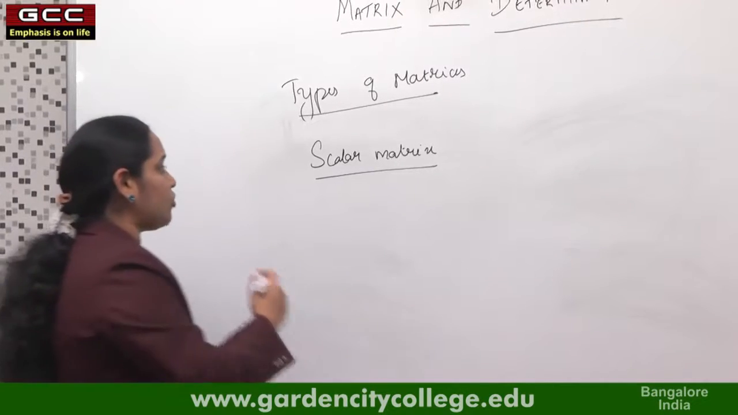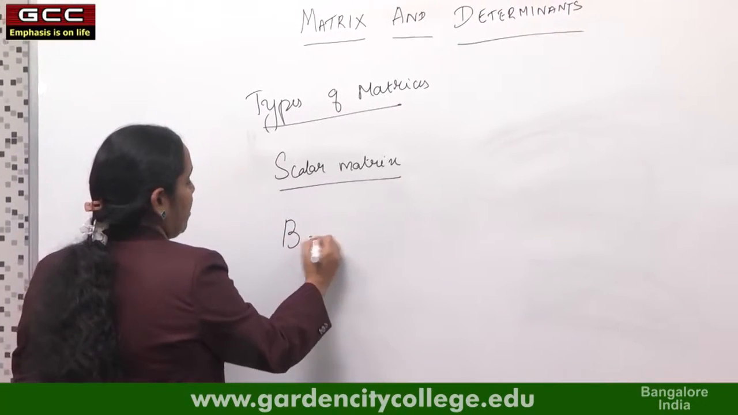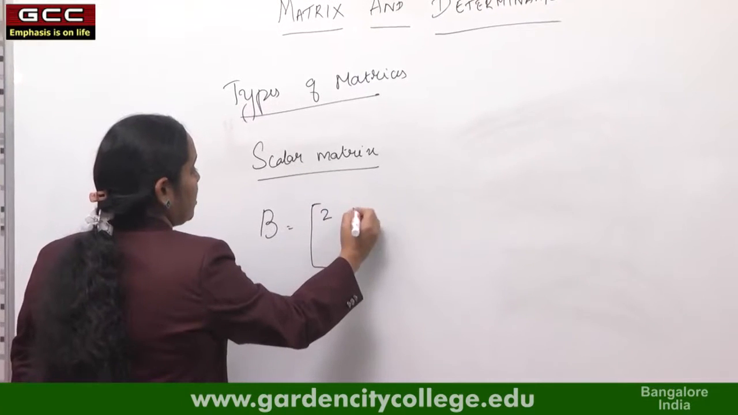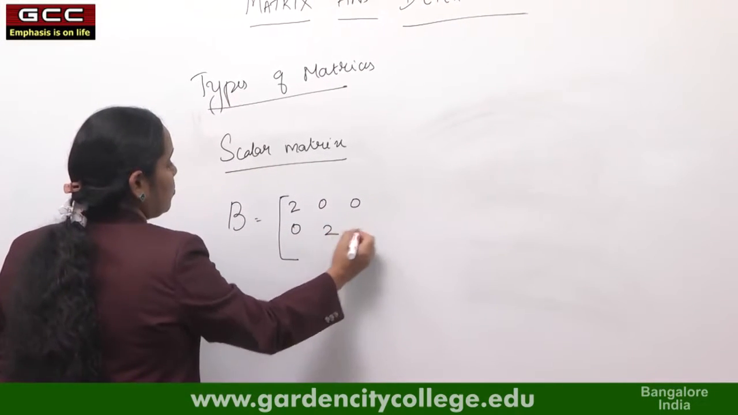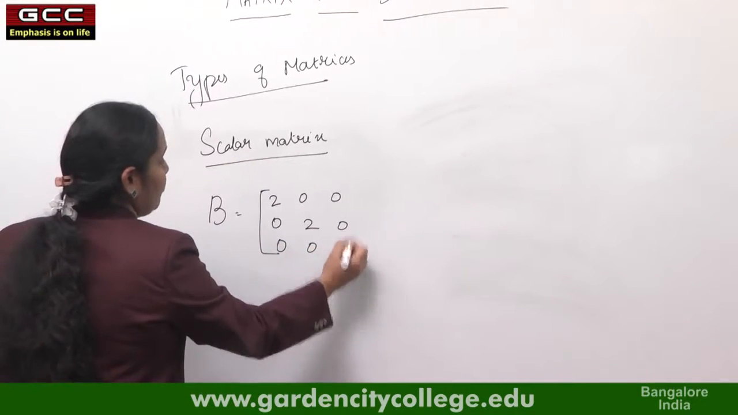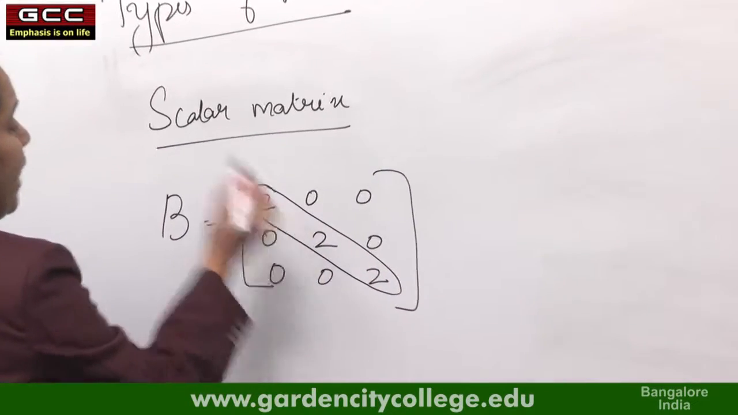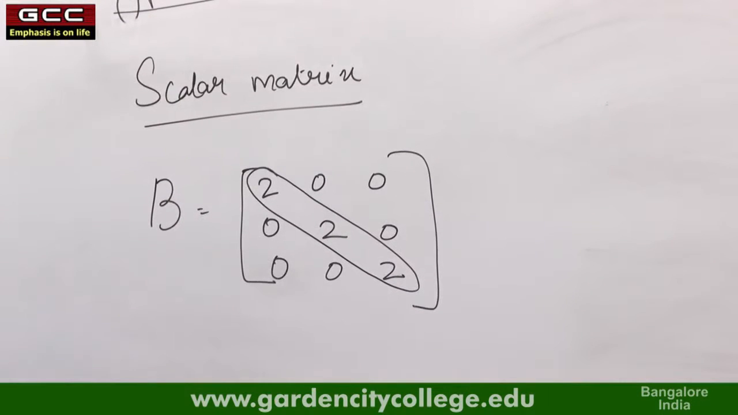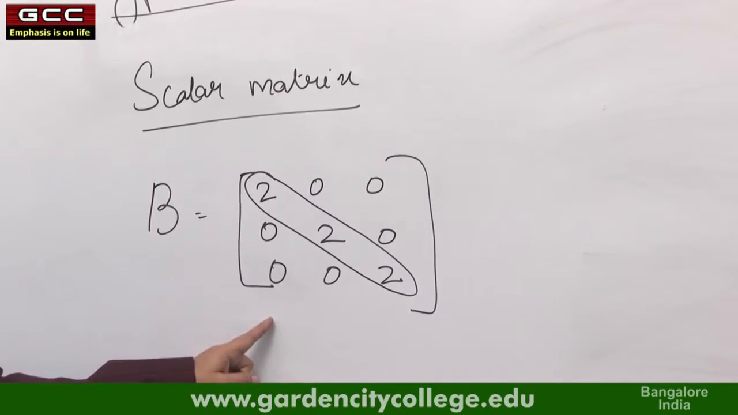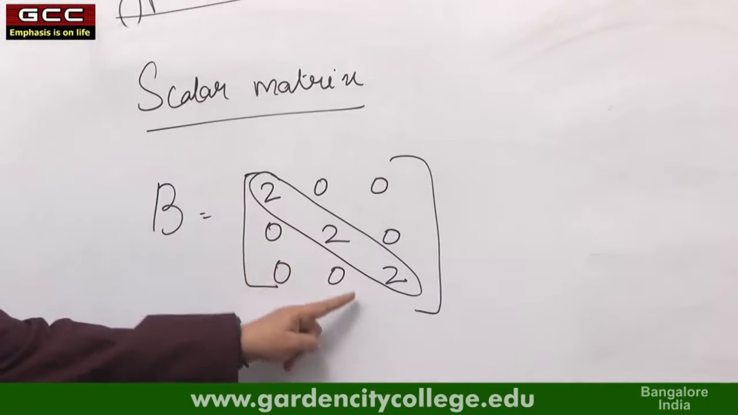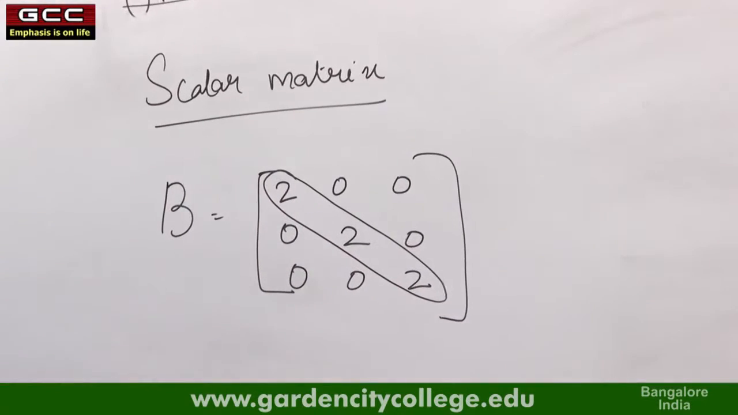I will give you an example for a scalar matrix. B is equal to 2, 0, 0, 0, 2, 0, 0, 0, 2. See this example. All the diagonal elements are the same and it is a square matrix. It is also a diagonal matrix in which all the diagonal elements are the same, and it is called a scalar matrix.